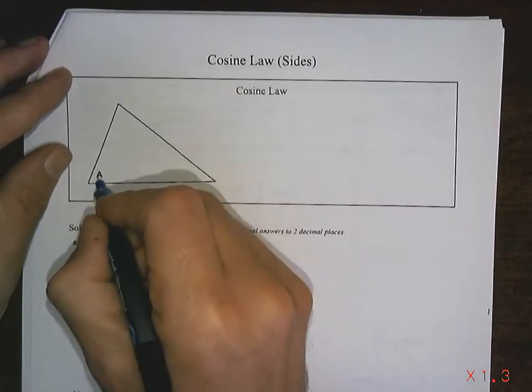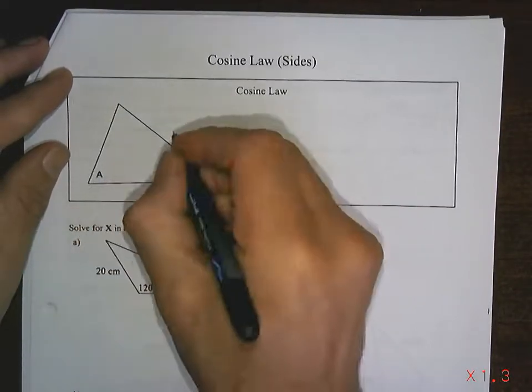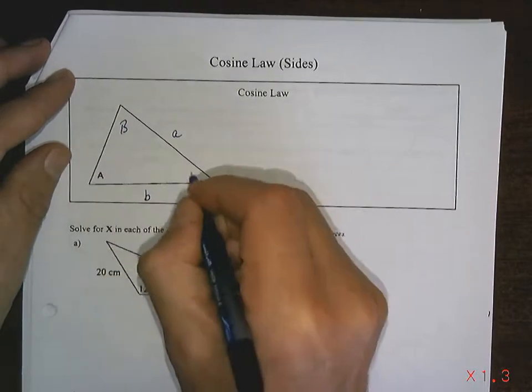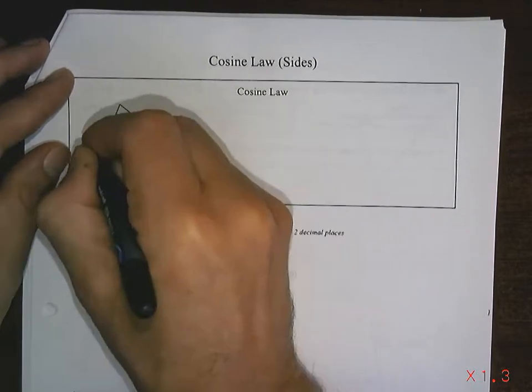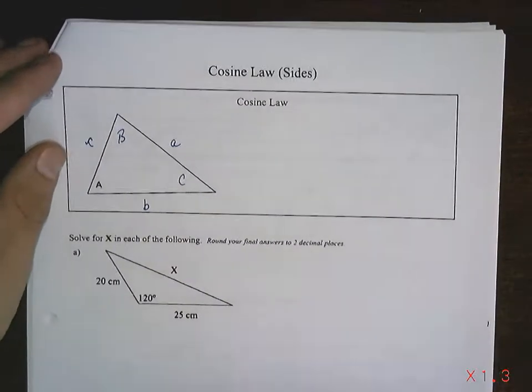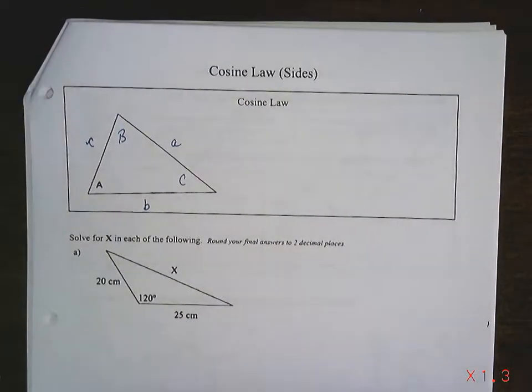So if I'm going to arbitrarily call this vertex A, this will be little a. If I call that B, this will be little b, and if I call that C, that'll be little c. So we have a naming now. Now here's the cosine law. And the cosine law, I'm not going to memorize or try to teach you as a formula. I'm going to teach it to you as a relationship.